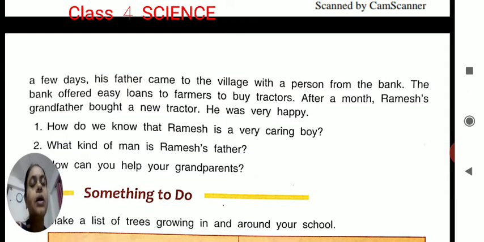So, plowing with bullocks is very difficult in comparison to a tractor. The work done by the bullocks is very slow in comparison to a tractor, and it is very easy to plow the field in less time. So his grandfather was very happy now. Now some questions are given.